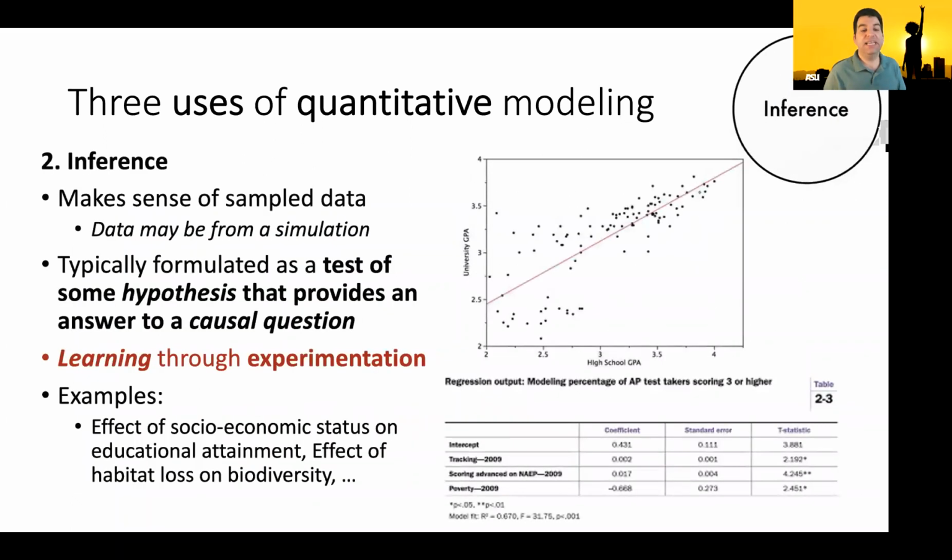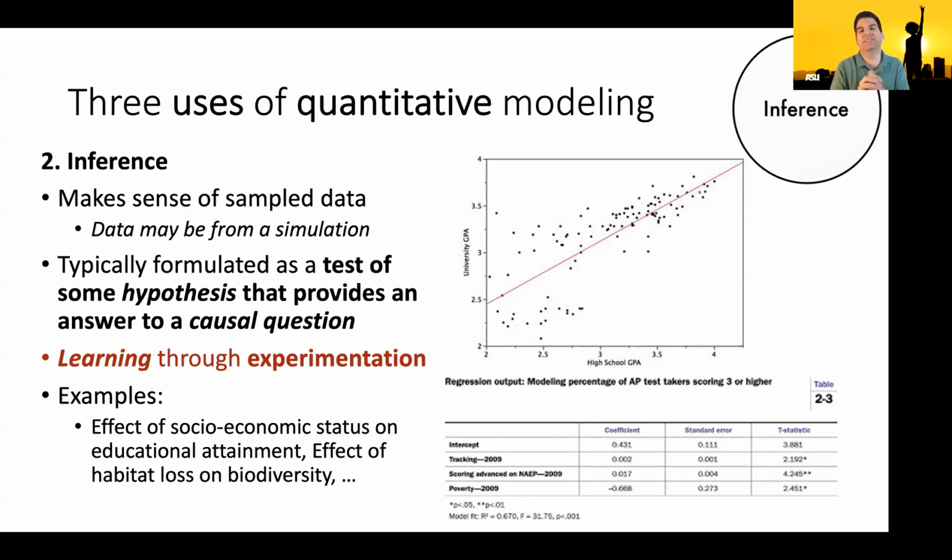The other thing we can do with models is inference. Inference is when we take data and want to infer what's going on behind the scenes. So we took data on high school GPA and university GPA, and in that particular case, we'd like to infer what the causal link is between high school performance and university performance. Based on the data we gathered, the model helps us make inferences on certain relationships.